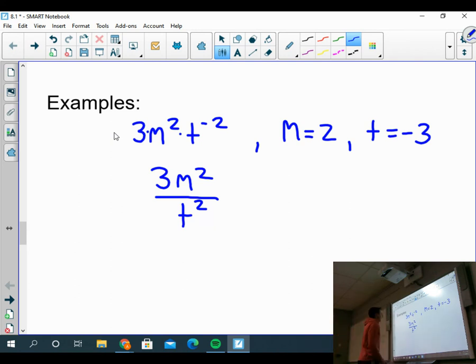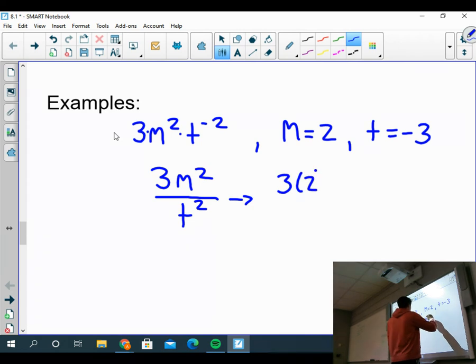So how do we simplify? We rewrite this to get rid of the negative exponent, so t will jump down to the denominator and become t squared instead of t to the negative second. And now we are good to go ahead and plug in our values. How do I know that? Because there's no other simplification left, right? I can't make this any simpler. I have no more negative exponents. There's no more simplifying I can do. So I go ahead and plug in my values.